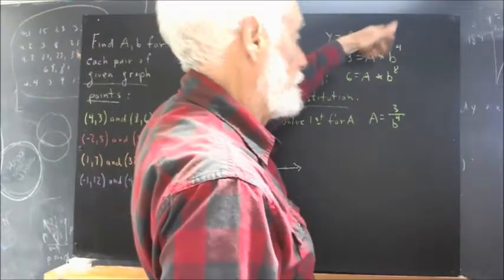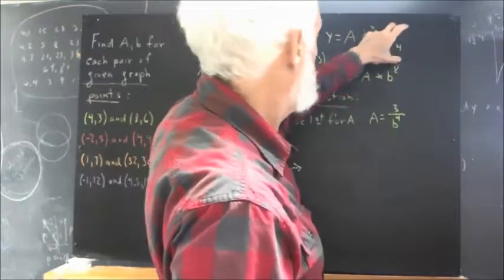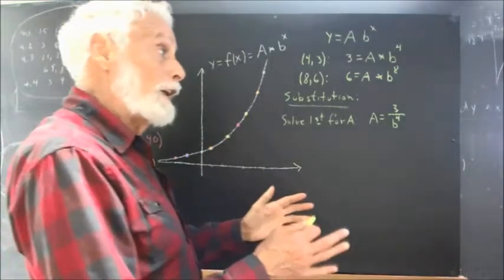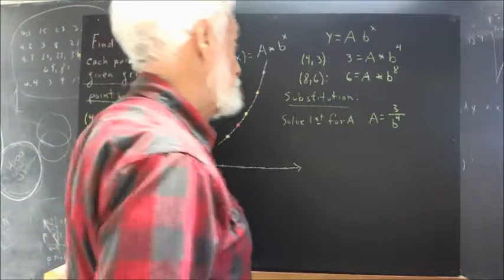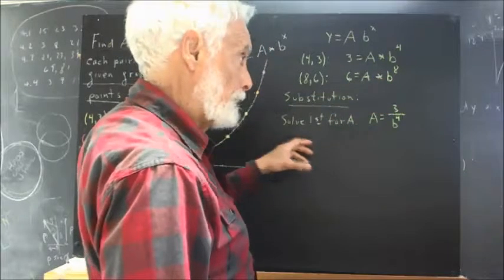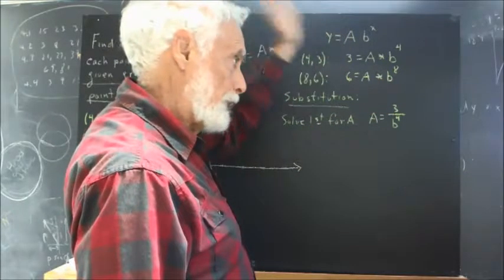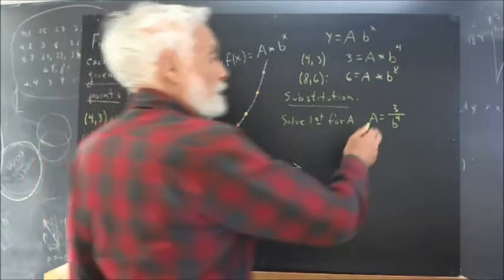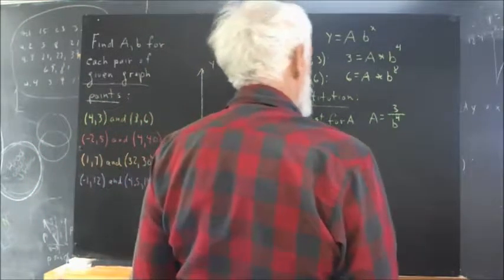When I say solve for A, you're going to think move b to the fourth over here. As long as you can justify that by a rule, I have no problem with it. But be sure you're always justifying these steps about move this here and cross this out and do that. Okay, we get A equals 3 over b to the fourth.